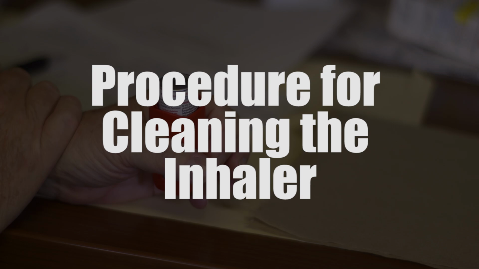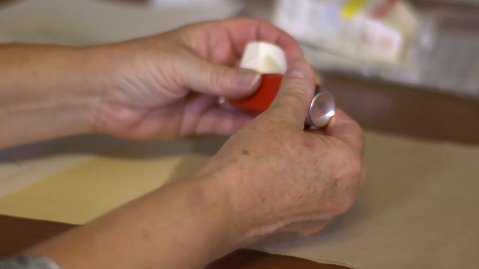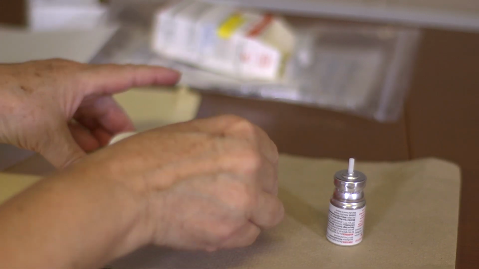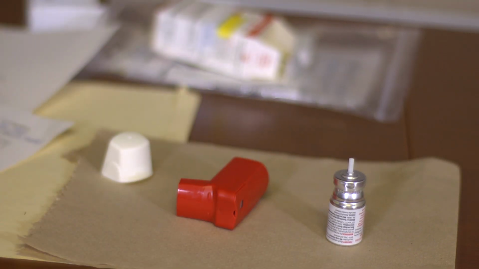Procedure for cleaning the inhaler. Remove the canister from the actuator. Run warm water through the top and bottom of the plastic actuator. Do not boil or place the actuator in the dishwasher. Shake off the excess water. Allow the actuator to air dry on a clean surface prior to putting the canister back in.